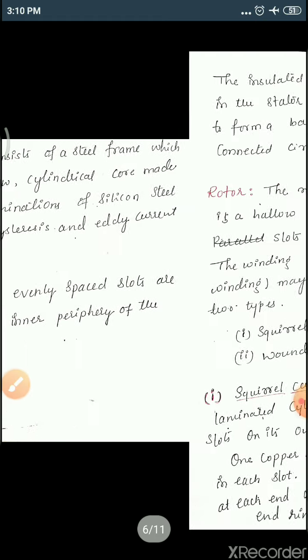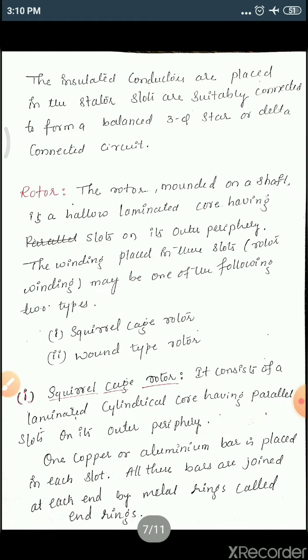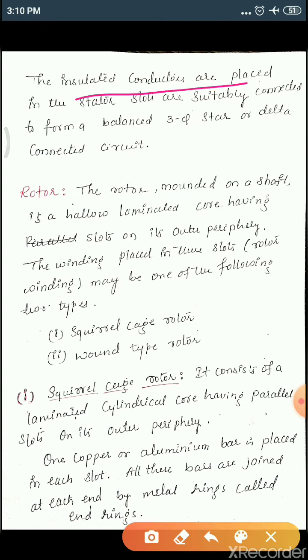stator slots. And now these insulated conductors are placed. As we know, we are supposed to insulate it properly. Insulated conductors are placed in the stator slots and are suitably connected to form a balanced three-phase star or delta connected circuit. Okay, we'll move to the second one, the rotor.